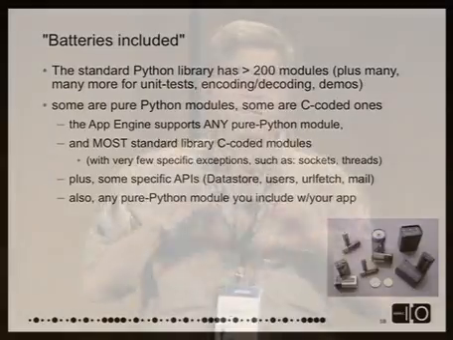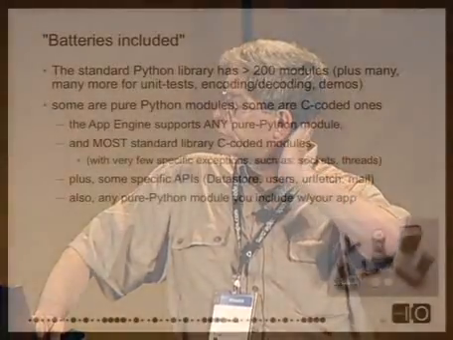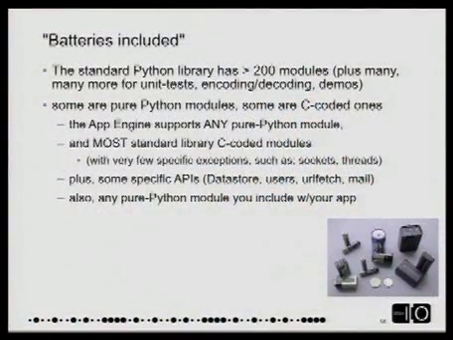Okay, now we've basically covered, well, so to speak, the Python language, and a little bit of the built-ins, and a very tiny fraction of the standard libraries. One of the mottos of Python is batteries included. It means that the standard Python library has more than 200 modules. That's production modules. There's many more for unit tests, encoders, decoders, demos of various kind, and so on. Some are pure Python, some are coded in C. The application engine will support any pure Python module, and most C-coded modules that are part of the standard library.